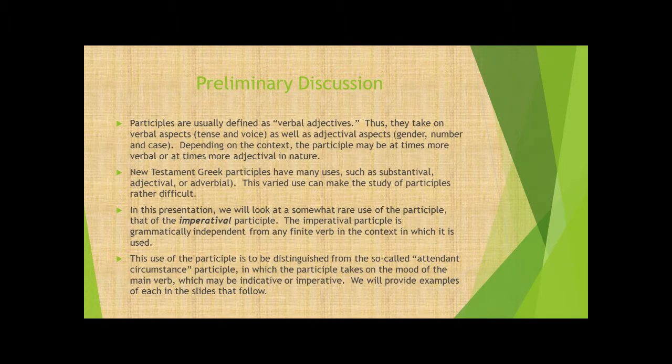Participles are usually defined as verbal adjectives. Thus, they take on verbal aspects, tense and voice, as well as adjectival aspects, gender, number, and case. Depending on the context, the participle may be at times more verbal or at times more adjectival in nature. New Testament Greek participles have many uses, such as substantival, adjectival, or adverbial. This varied use can make the study of participles rather difficult.